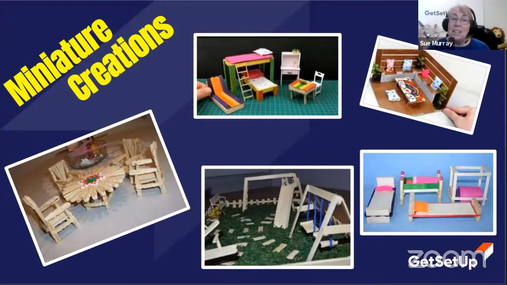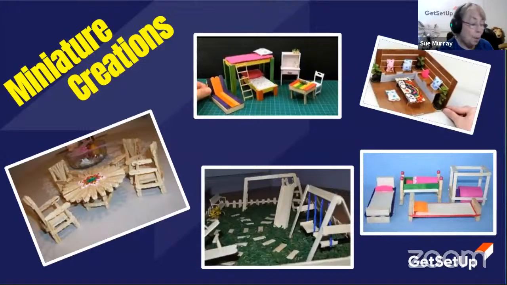Now, miniature creations the children can make. You can make them, or the children can make them. They can be very simple, they can be more complicated. You can use pegs to make them. By joining your pegs together, you can make your table. This is just half a table, but that shows you that you can make your table, and then they can make chairs to go around the table using pegs.